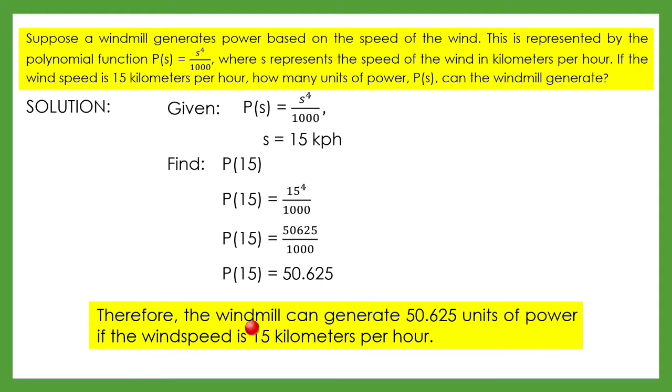Therefore, the windmill can generate 50.625 units of power if the wind speed is 15 kilometers per hour. Okay, so ganun tayo mag-solve ng problem through evaluation. Let's have the next example.